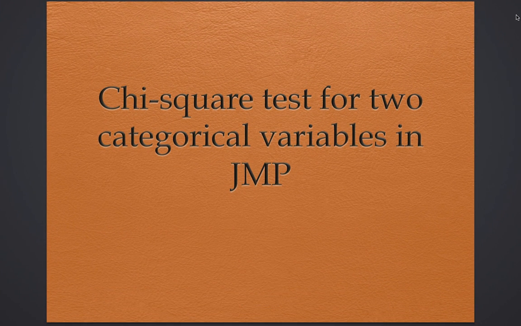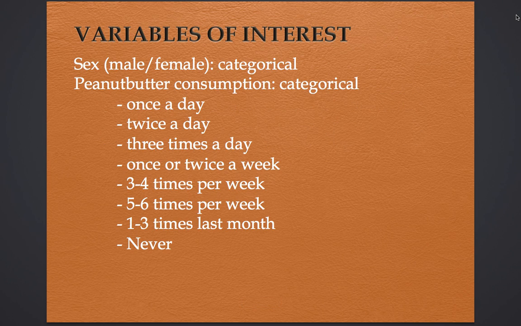This video shows you how to do a chi-square test for two categorical variables in JMP, and I'm going to show it with a flash data set. So I'm going to analyze these two variables.